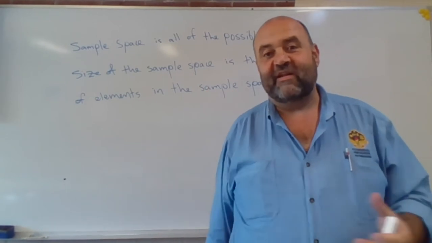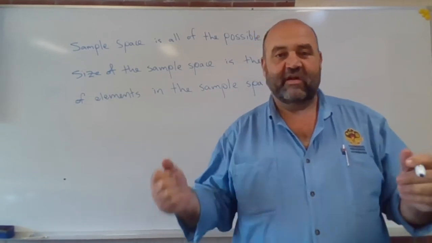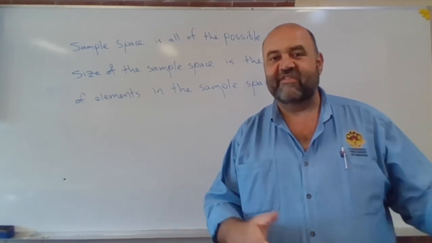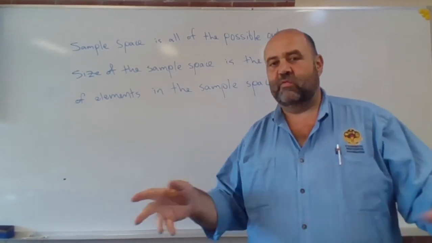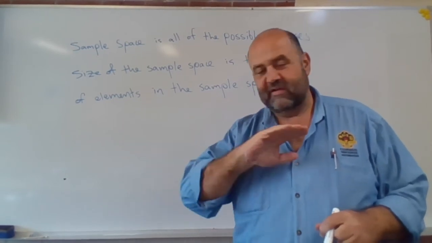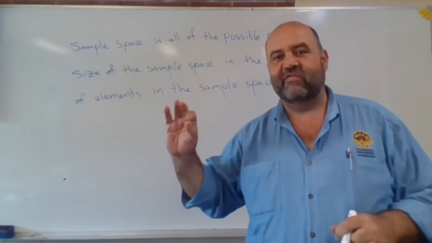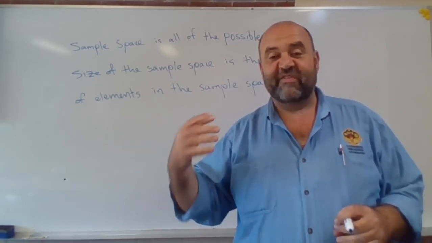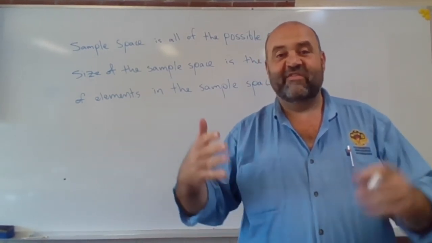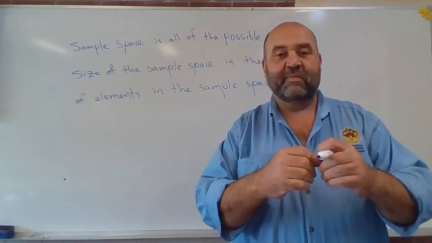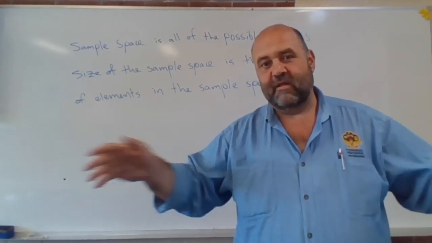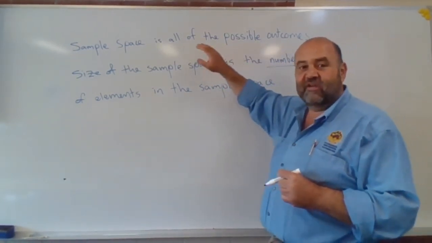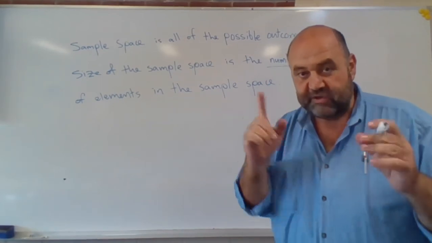You will often get an exam question where it says, a die is rolled and a coin is tossed. List the sample space. And people say, oh, there's 12 possible outcomes, so they write 12. It's not asking for the size of the sample space. It's asking you to list the sample space. Or sometimes you get a question that says, what is the size of the sample space? And people list the sample space. One of these is asking for a number, and one of these is asking for a list of all the possible outcomes. Make sure you know the difference.